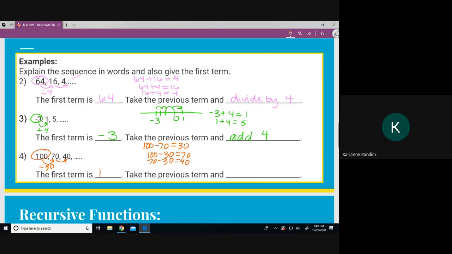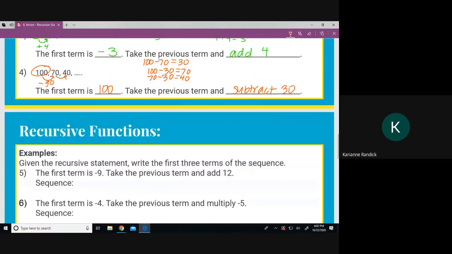The first term is 100. Take the previous term and subtract 30. You don't subtract -30. You subtract 30. Okay? So that negative, when we write like D equals -30, that negative tells me I'm subtracting. But when I'm using words, I write the word subtract 30. Not subtract -30, because that's not what we're doing. If I subtract -30, that's really adding 30. We are subtracting 30.